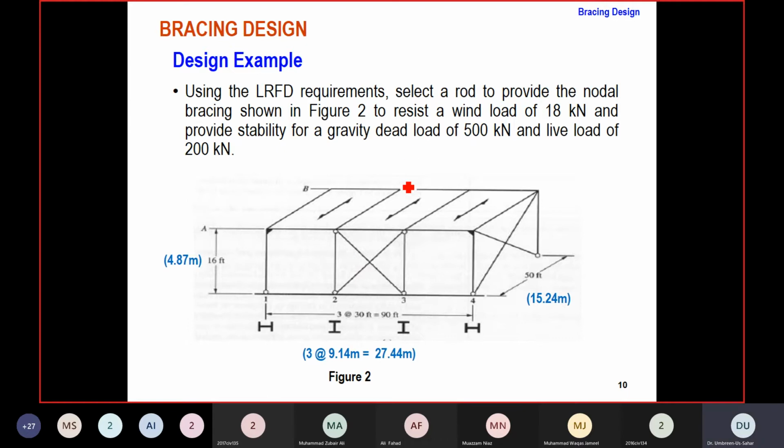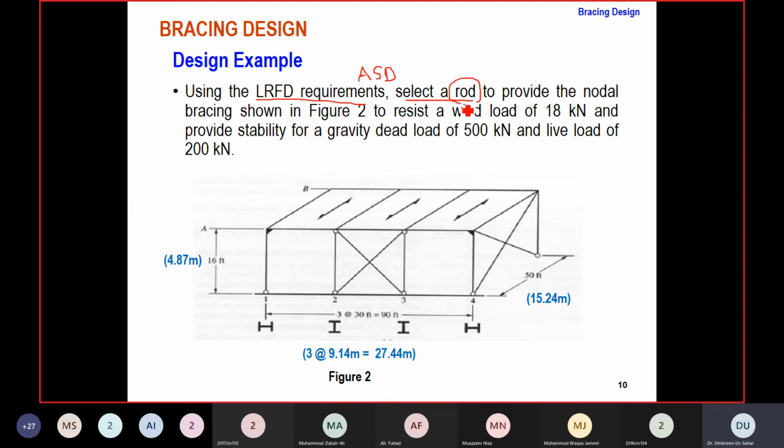Now we are going to solve one example problem. The design problem is very simple. The very basic thing is to perceive the problem statement, so you have to focus on the input parameters. You are using the LRFD requirements. If it will be ASD, then the equations will change as we have discussed earlier. ASD के लिए आपकी equation change हो जाएगी, stiffness के लिए particularly, strength के लिए same रहेगी. So if the LRFD requirements are used, then you have to select a rod.